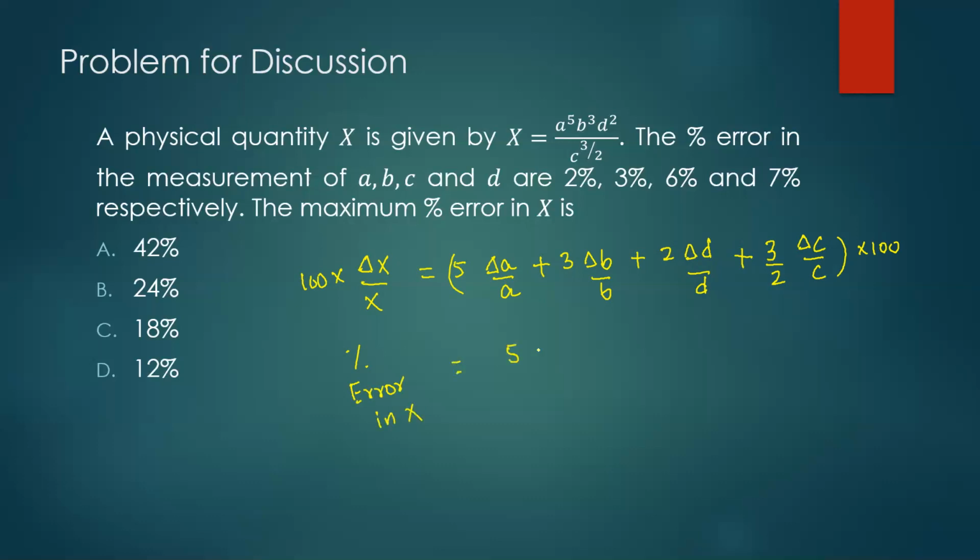will be 5 times 2, plus 3 times 3, D is 7, plus 3 by 2 into 6. So this is 10, 9, and then 14. I think that's 33. 33 plus 9. Fine. So 42%. So the option is A. Very good.